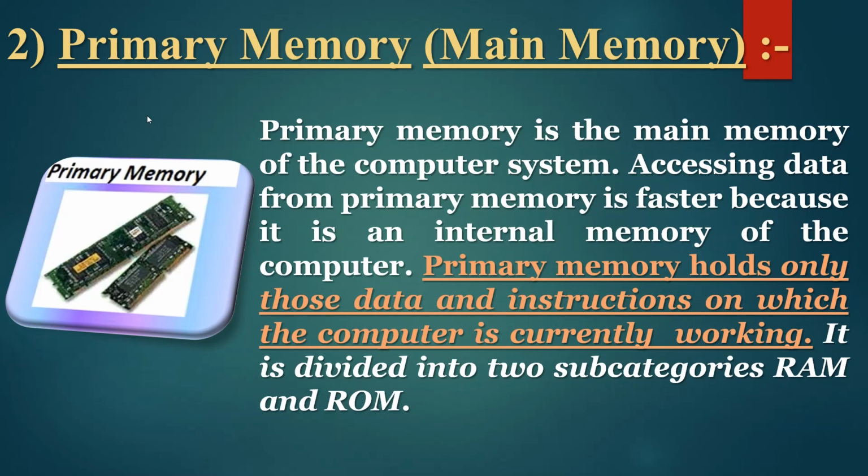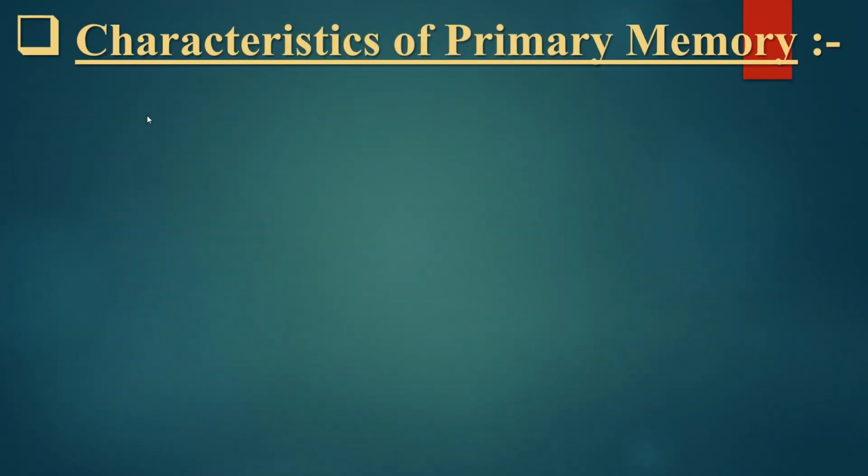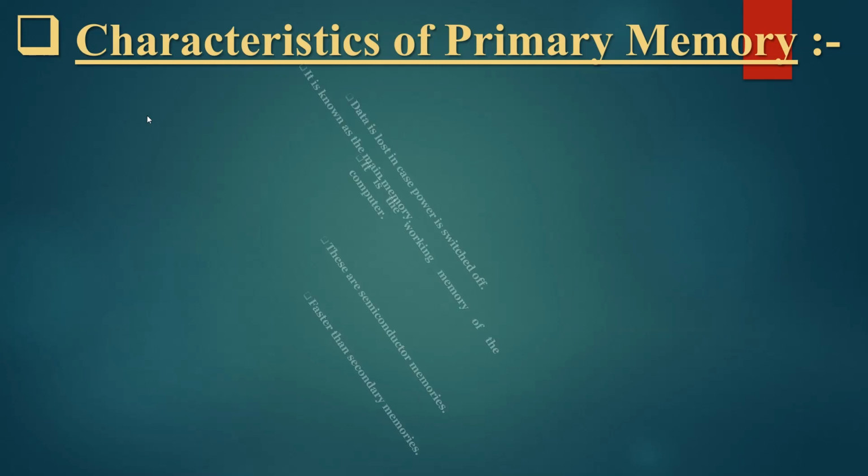Some characteristics of primary memory. It is known as the main memory. Data is lost in case power is switched off. It is the working memory of the computer. These are semiconductor memories, faster than secondary memories.